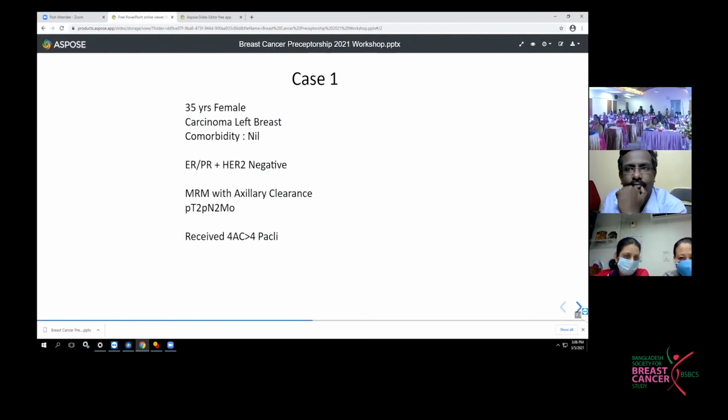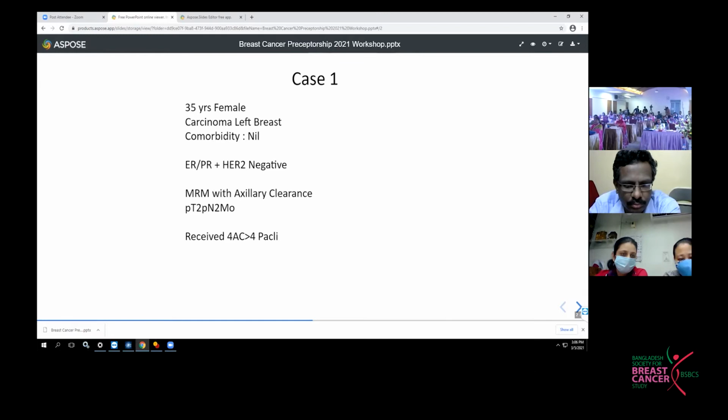This is going to be a mastectomy case. She is a 35-year-old female, carcinoma left breast, no comorbidity, ER/PR positive and HER2 negative. It was planned to go for MRM with axillary clearance. On HPR, it came pT2, pN2, M0. So there were clear indications for radiotherapy and chemotherapy as well.